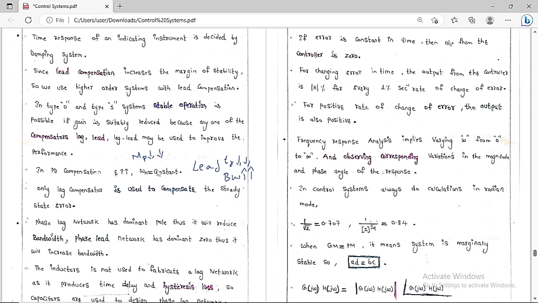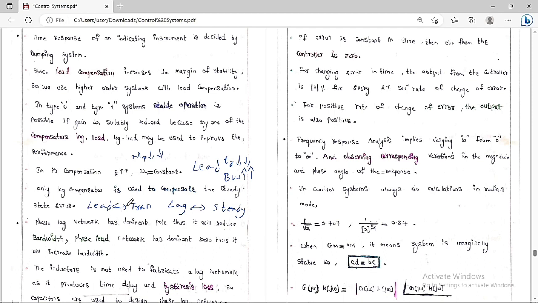The next point is, only the lag compensator is used to compensate the steady state error. I already told you, the lead compensator is always used to improve the transient response of the system, whereas the lag compensator is used to improve the steady state response. This is lead and this is lag. Lead means transient has more volts, whereas steady has fewer volts. So match two things of more volts and two things of fewer volts.